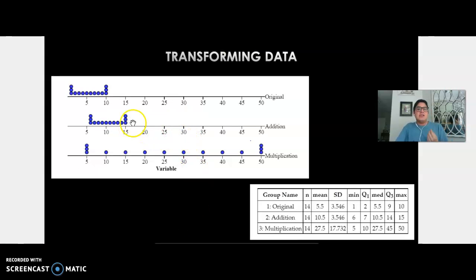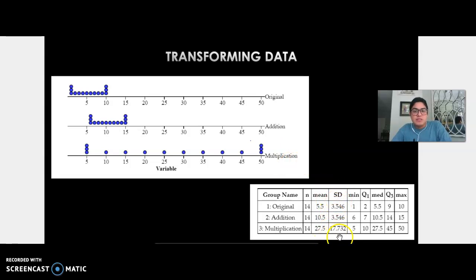Now let's take a look here from our original data set to our multiplication of the data set. So I did a scale factor of 5 here. So let's see, still 14 data points in the observation, but 5.5 to 27.5. If I wanted to find the scale factor, you'd be right in saying that you multiplied that by 5. Okay, but what about here?